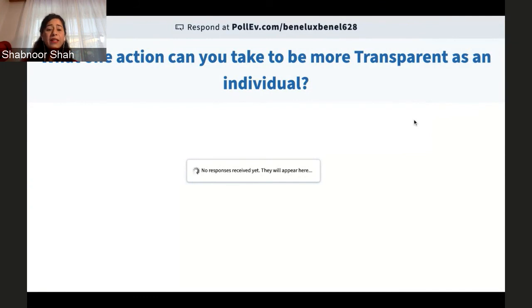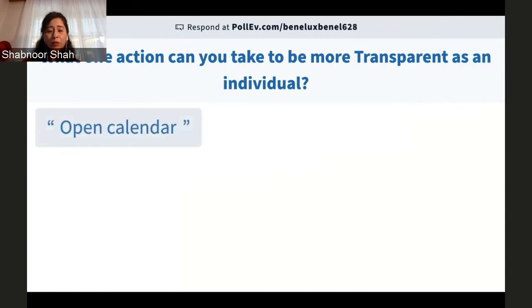While you're thinking on that and being mindful of the time, I will continue with the next step that you could possibly take. Oh, there's an entry there. So you could open your calendar. Fantastic.